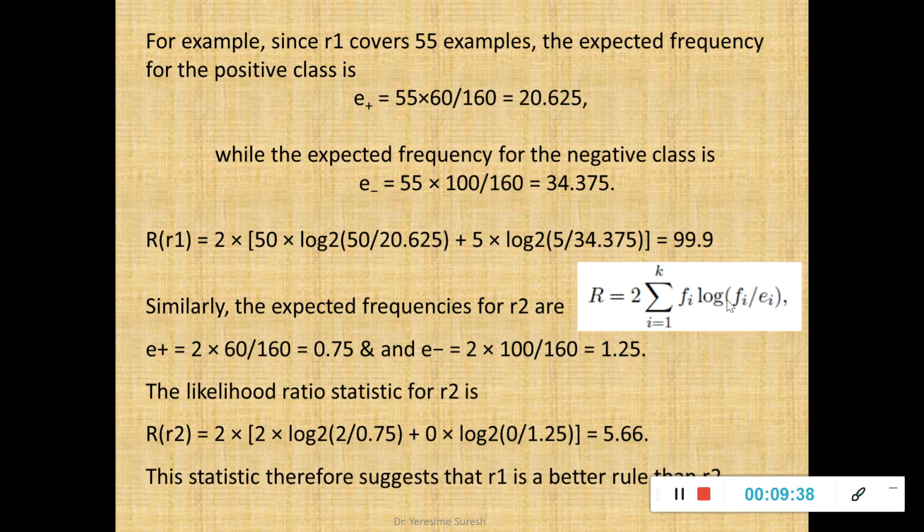What is observed frequency? Total number of instances covered. Fine. So that will be the frequency. For example, with respect to rule R1, the observed frequency is 55 because 50 positive, 5 negative. For rule R2, 2 positive, 0 negative. 2 plus 0 is 2. So fi for rule R2 is 2. But what is expected frequency?